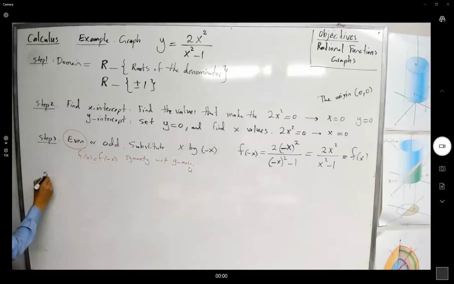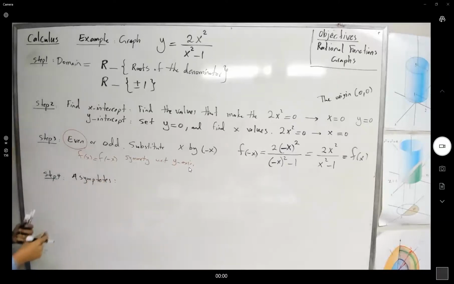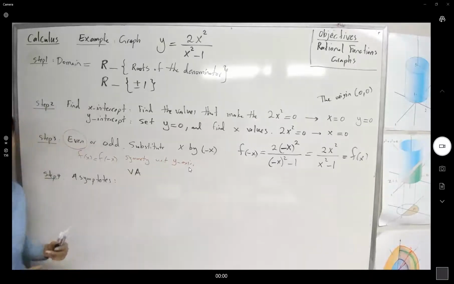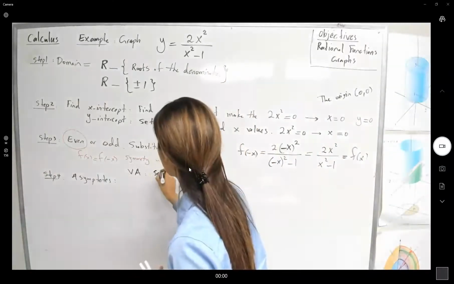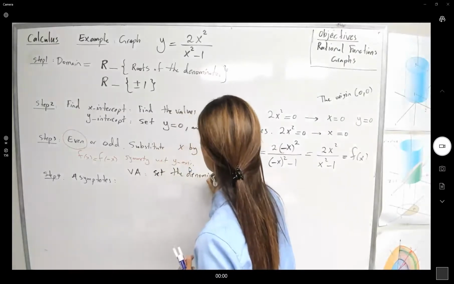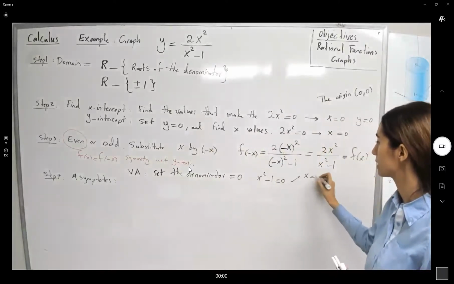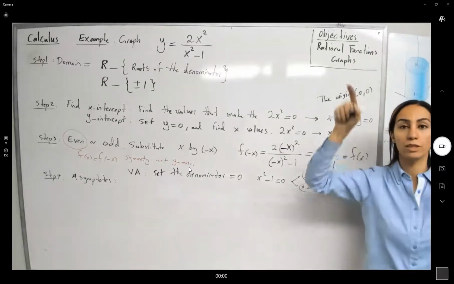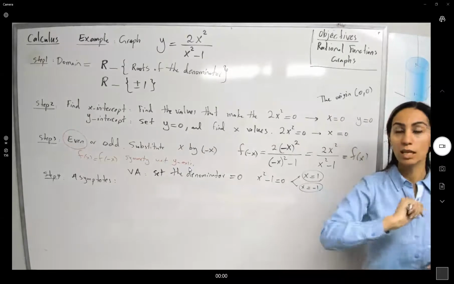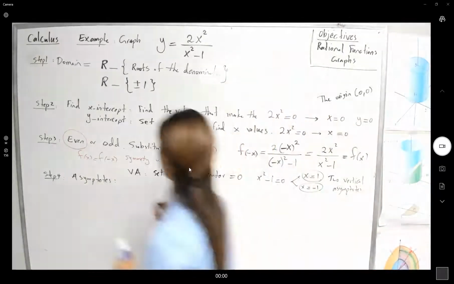So in step 4, asymptotes. To find the vertical asymptotes, we just need to find the zeros of the denominator. Vertical asymptotes: set the denominator equal to 0. So x squared minus 1 is equal to 0. It means that x is 1 and x is negative 1. It means that you have two vertical asymptotes that divide the graph in 3 pieces. What about the horizontal asymptote?